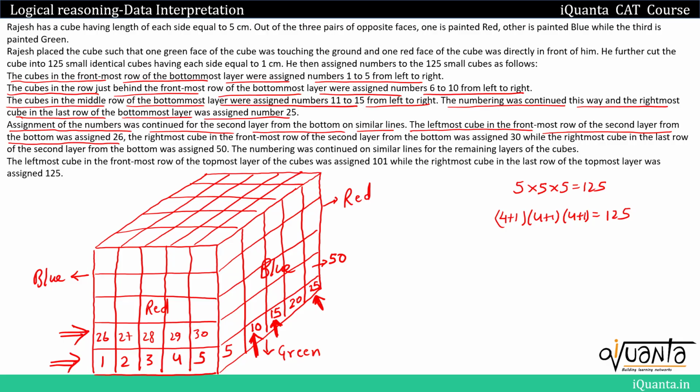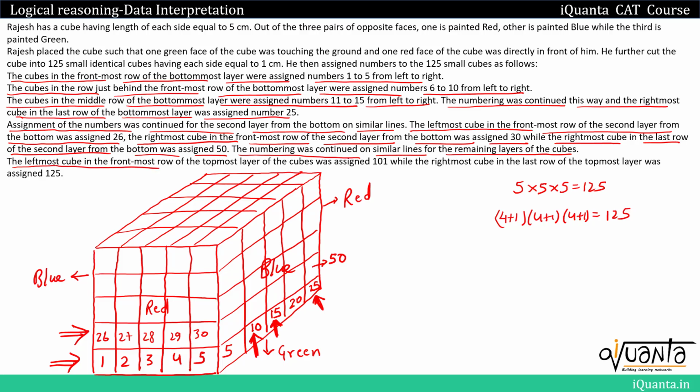The bottom was assigned 26. The rightmost cube in the frontmost row of the second layer from the bottom was assigned 30, while the rightmost cube in the last row of the second layer from the bottom was assigned 50. So yes, we can clearly see it over here in the diagram that we have drawn. The numbering was continued on similar lines for the remaining layers of the cube. So we'll keep numbering all the layers one by one like this only.